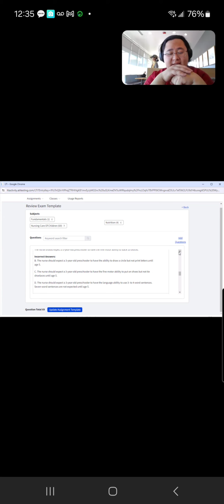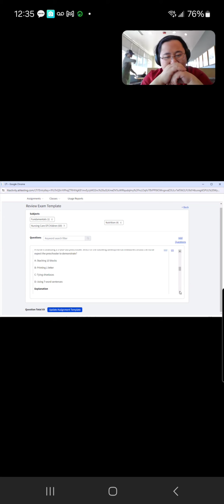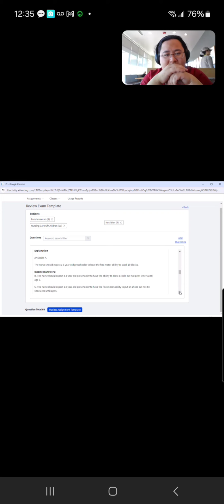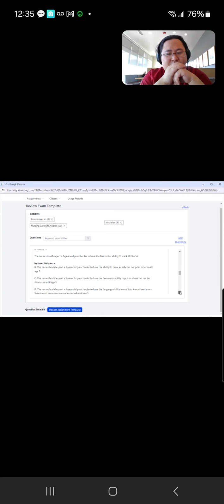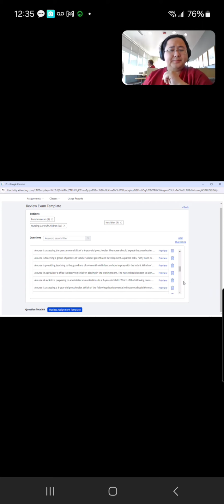So, question. Yes, 3 years should be able to stack 10 blocks. So printing one letter, that's basically constituting that they can write? Like, is what I'm getting at? That is basically what ATI is saying. So they should be able to write one letter, but then they're not there yet at all. Okay, I got you. I have a question because I think I'm getting confused.